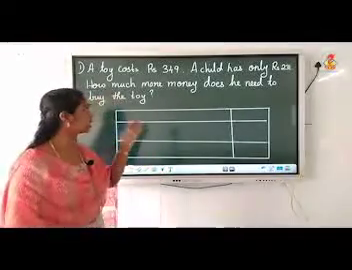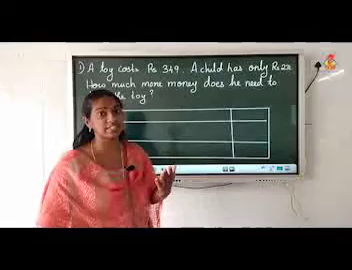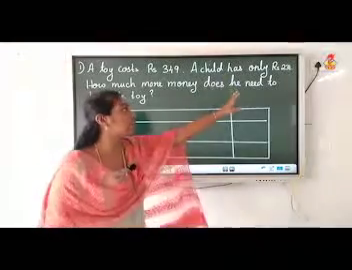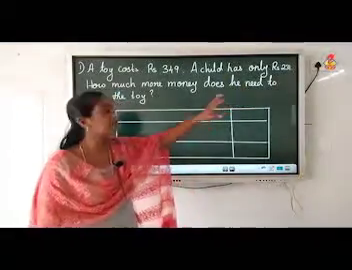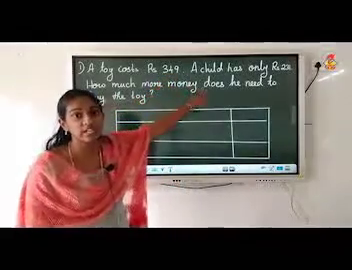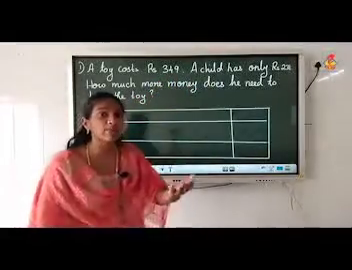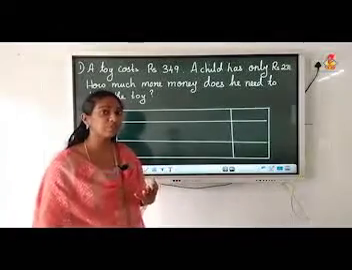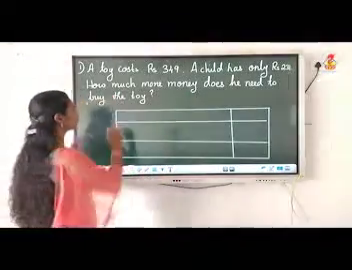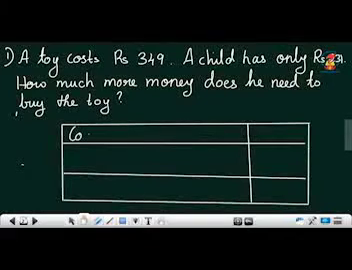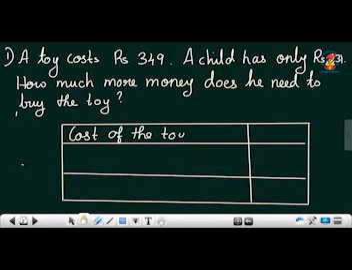Okay, children. So here they are asking you how much more money does he need to buy that toy? He is having only 231 with him, but he wants to buy a toy which is costing 349. So to find out that amount, we have to subtract. So what will be the first statement? Cost of the toy, rupees 349.